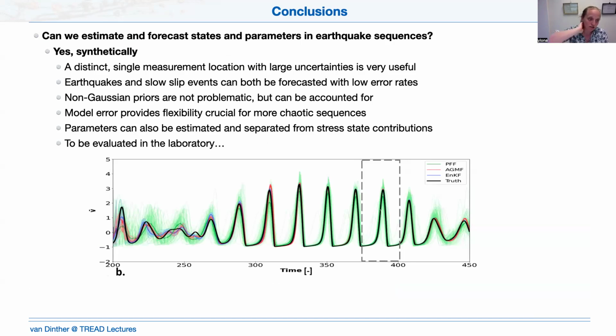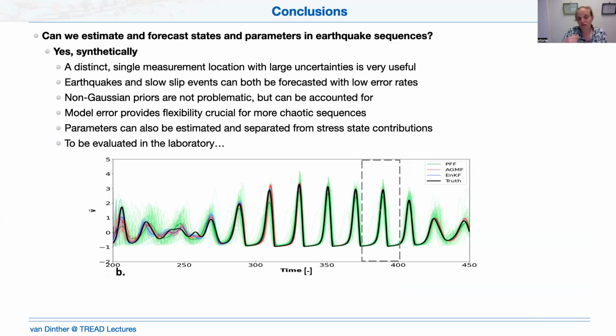So in conclusion, I think we can estimate the stress and velocities at the fault. Also parameters is what I showed you. We can do that for seismic slip, aseismic slip, also if priors are non-Gaussian, and also because we can incorporate uncertainties in the model error really nicely.